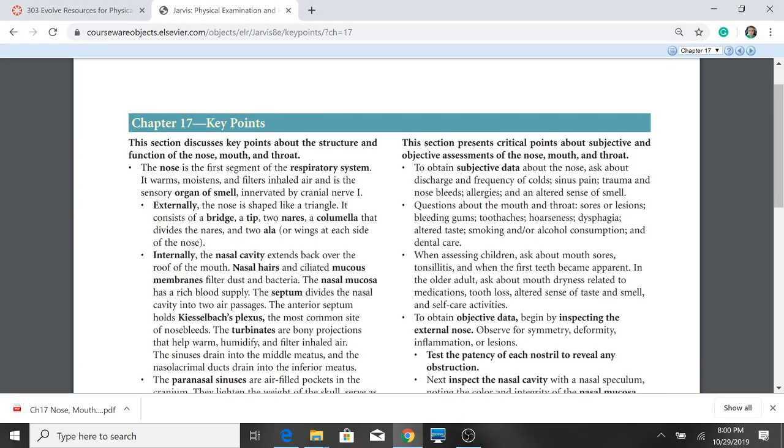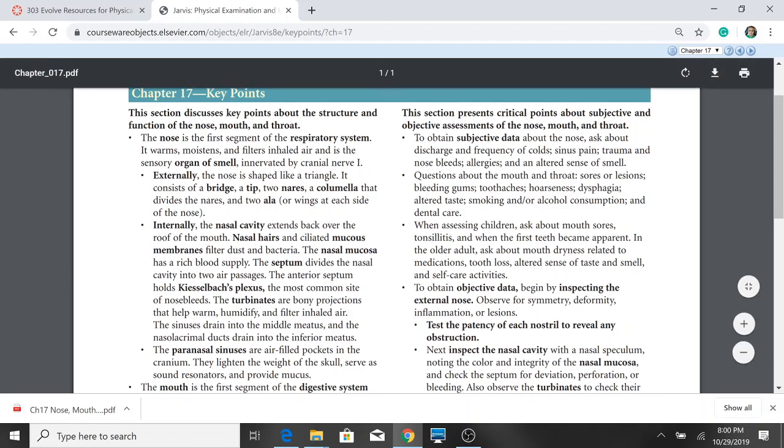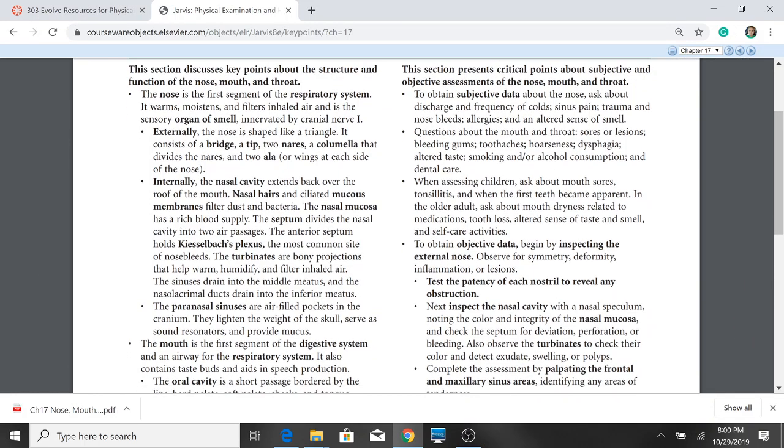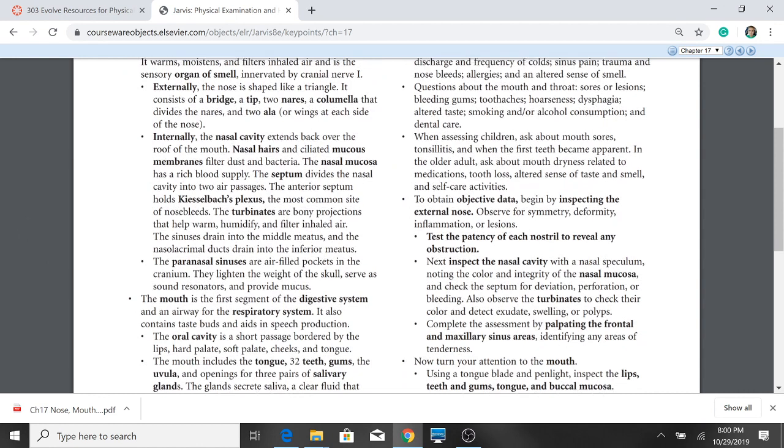Now I want to go over these key points. We know the nose is the first segment of the respiratory system. It warms, moistens, and filters inhaled air and is the sensory organ of smell, innervated by cranial nerve 1. Externally, the nose is shaped like a triangle. It consists of a bridge, a tip, 2 nares, and a columella that divides the nares into 2 ala, or wings, at each side of the nose.